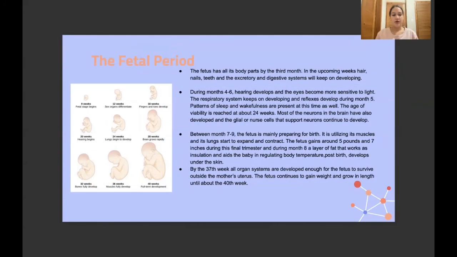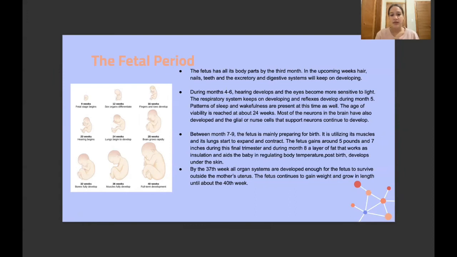The fetal period. From week 9 until birth, the organism is referred to as a fetus. Throughout the stage, the mature structures are developing. The fetus has all of its body parts by the 3rd month. In the upcoming weeks, hair, nails, teeth, and the excretory and digestive systems will keep on developing. During months 4 to 6, hearing develops and the eyes become more sensitive to light. The respiratory system keeps on developing, and reflexes such as sucking, swallowing, and hiccuping develop during month 5. Patterns of sleep and wakefulness are present at this time as well.